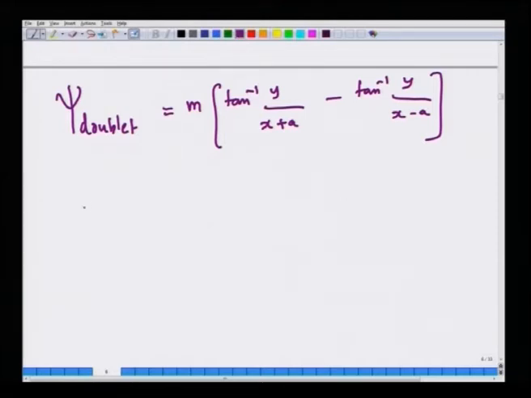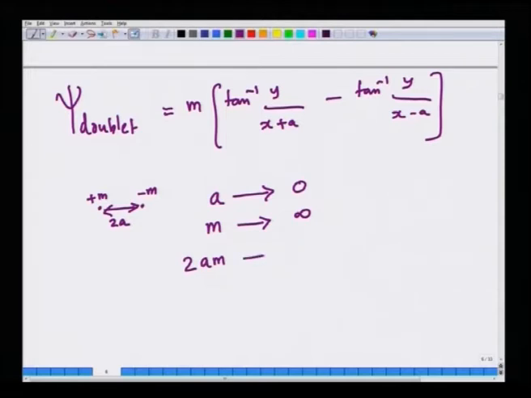We can take the limit, we want to look at the limit where the distance between the source of strength plus m and the sink of strength minus m goes to 0. If the distance goes to 0, the source and sink will cancel each other, but in such a manner that m tends to infinity, the strength tends to infinity, such that the product of the distance and the strength, 2 a m, tends to lambda. Okay. This is the strength of the doublet.